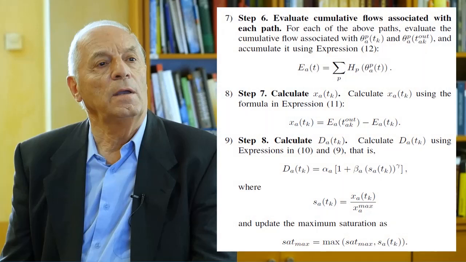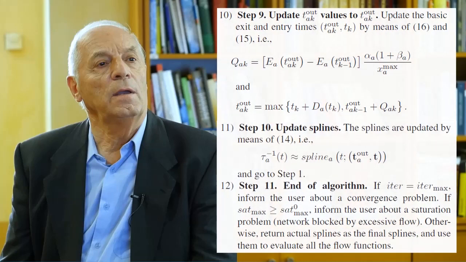In step 7, we calculate the number of users in each link at time tk as indicated. In step 8, we calculate the dA of tk values using the given formulas and update maximum saturation times. In step 9, we update the exit basic times for link A. In step 10, we update the splines with the new values of TA out. Finally, in step 11, we stop the algorithm.